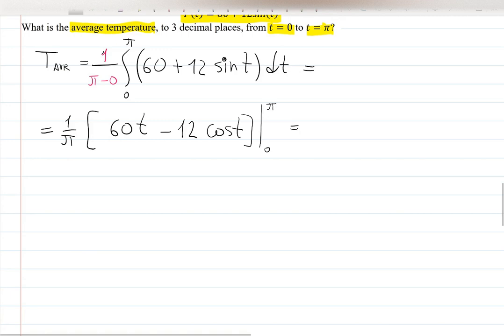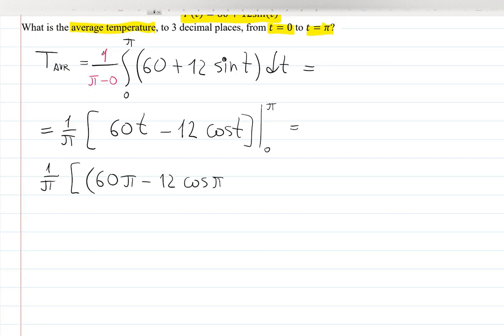Let's plug it in everywhere. First, I'm going to write down 1 over pi and start plugging pi in everywhere. 60 pi minus 12 cosine pi. And that's only the first part, the top, minus plugging in the bottom. 0, because 60 times 0, minus 12 cosine of 0 is not 0, so be careful with that.